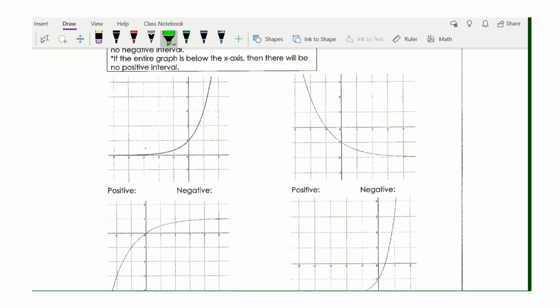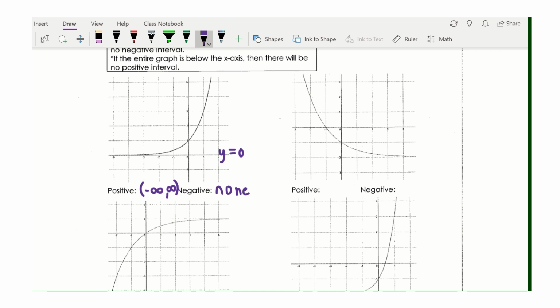So if we look at this first graph, we see that the asymptote is actually at y equals 0. And y equals 0 is also the x-axis. So this graph never crosses the x-axis. The entire graph is in the positive area of the graph. None of it is in the negative area. So the entire thing from negative infinity to positive infinity is in the positive zone of the graph above the x-axis, and none is in the negative area.